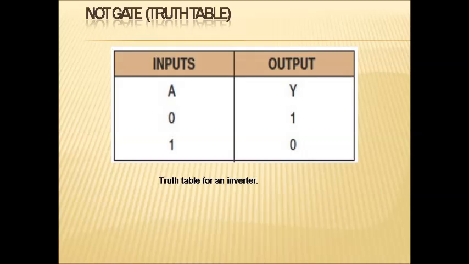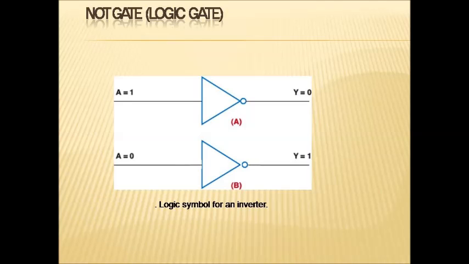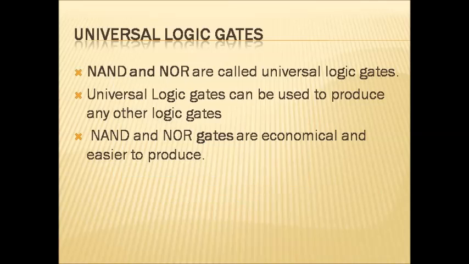Here you can see the logic gate representation of the NOT gate. Suppose A is equal to 1, it produces the output 0. Suppose A is equal to 0, it produces the output 1. We have seen the basic logic gates, that is, the details of the AND gate, OR gate and NOT gate.